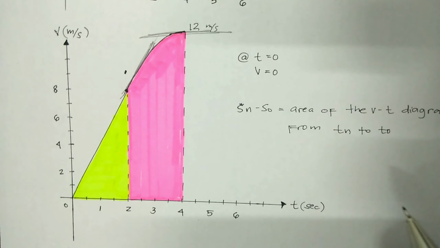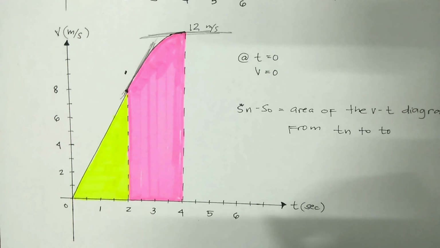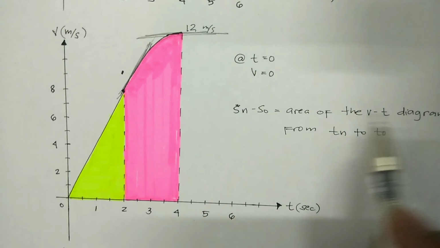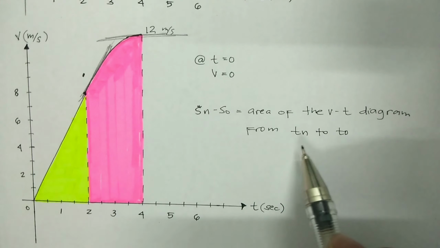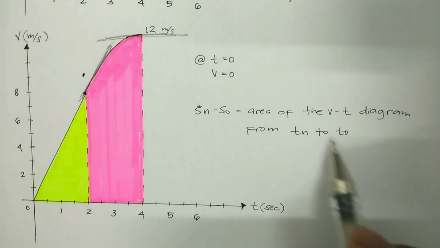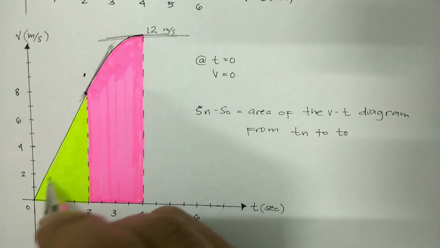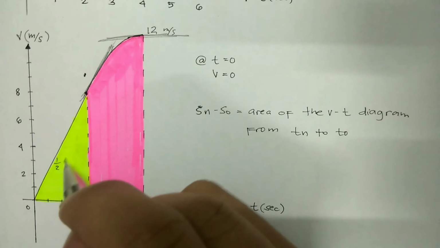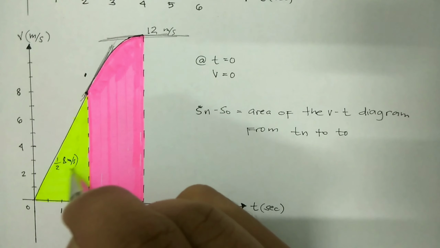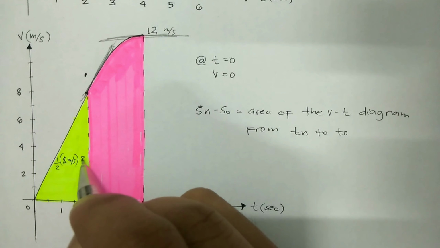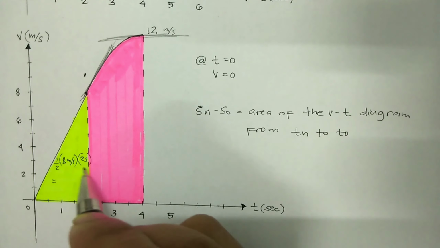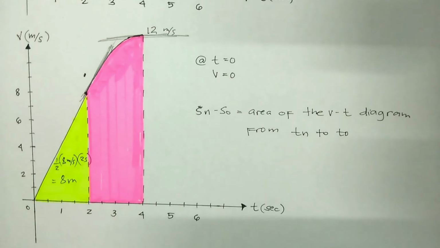Next, we are looking for the position time diagram of the object. So same process, we have the area of the VT diagram from T0 to Tn is equal to the change in the position of the object. So for this area, that is equal to 1/2 times 8 meter per second times the time interval 2 seconds. So this would be equal to 8 meters.